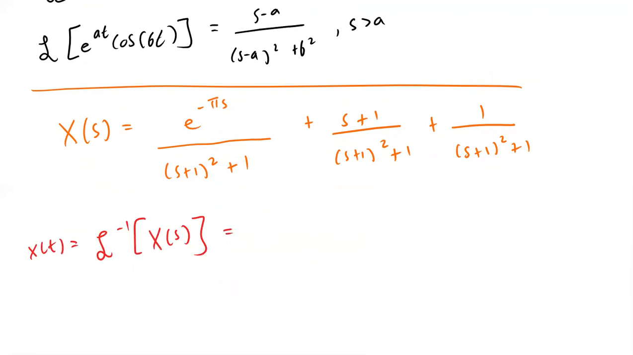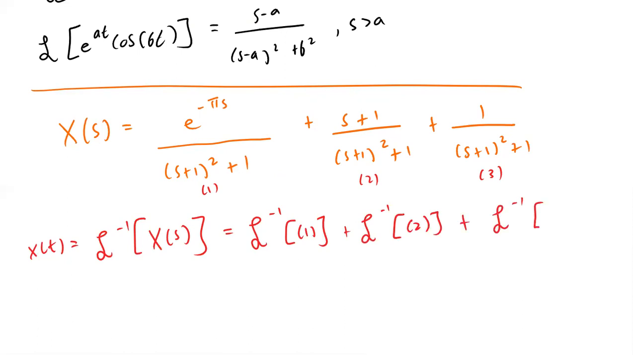Which is going to be equal to, by linearity, the Laplace inverse of this first term. Let's just give them names. Let's call them 1, 2, and 3. Okay, so it's not that much writing. So the Laplace inverse of 1, the term, not the function 1, plus the Laplace inverse of expression 2, plus the Laplace inverse of expression 3.